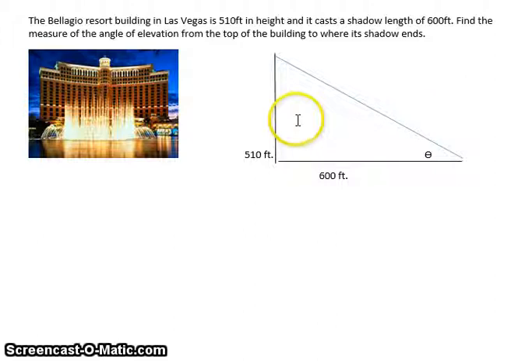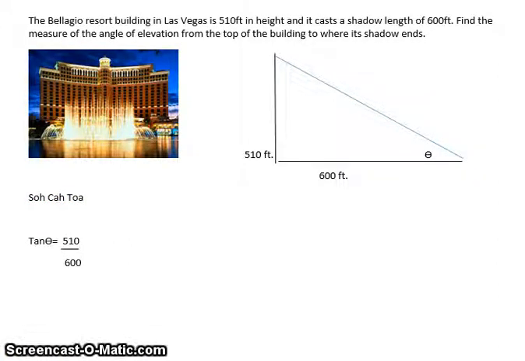And so it's asking to find the angle of elevation from the top of the building, and this is where the top is, to where the shadow ends, which is right here. And so you would need to find out this angle using SOHCAHTOA to begin with. Using this, you would end up using tangent because this is the opposite side, and then you have the adjacent, which is 600 feet. So you would use tangent to solve for theta, or for the angle of elevation.